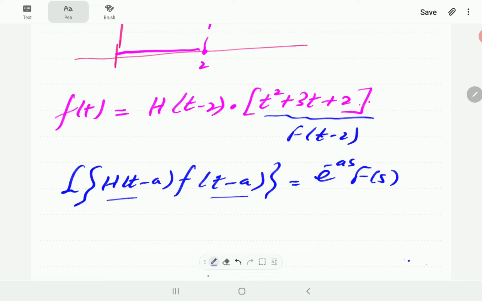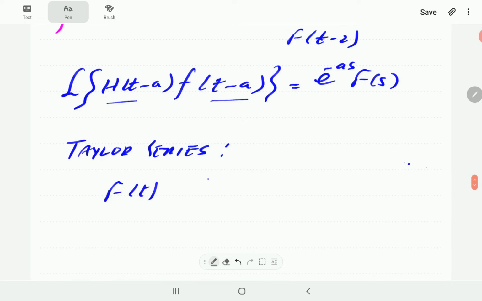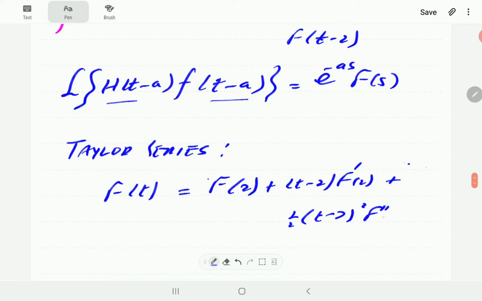We can do this using two methods. We can do it algebraically, or we can do it just by writing the Taylor series of this about 2. Okay, so let's use the Taylor series then. The Taylor series says f of t about 2 is f of 2 plus t minus 2 f prime of 2 plus half t minus 2 squared f double prime of 2, etc.